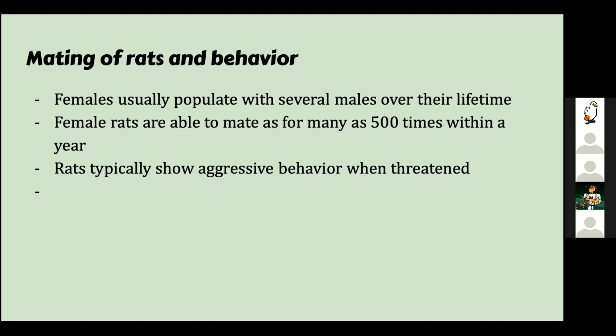The mating behavior of rats includes females usually mating with several males over their lifetime. Female rats are able to mate as many as 500 times within a year. And for their behavior, they usually show aggressive behavior when they are threatened.